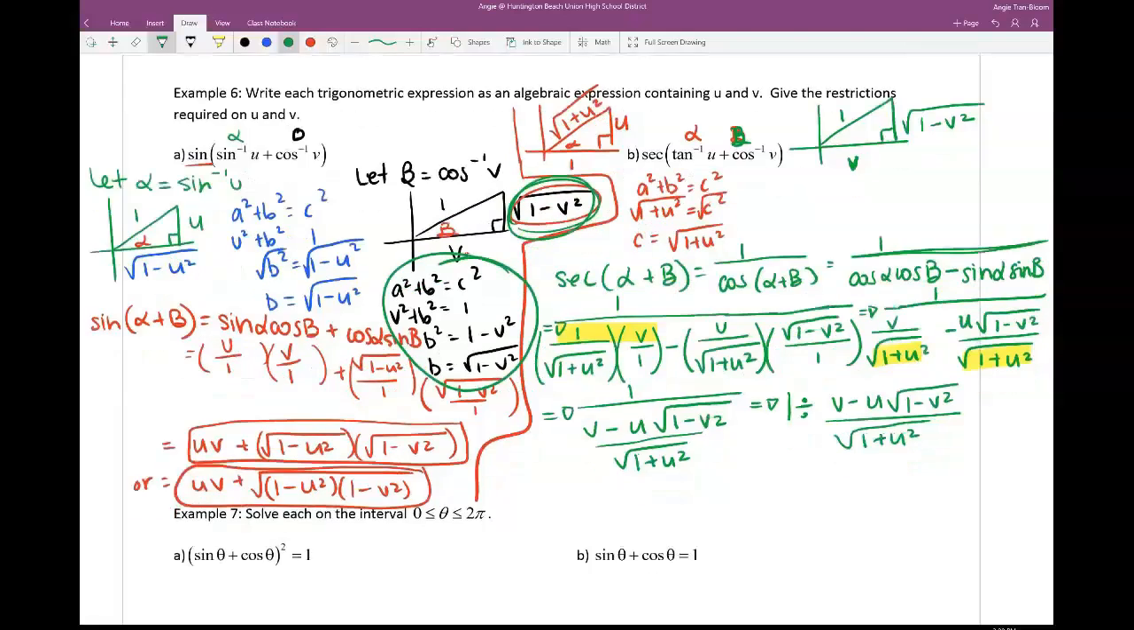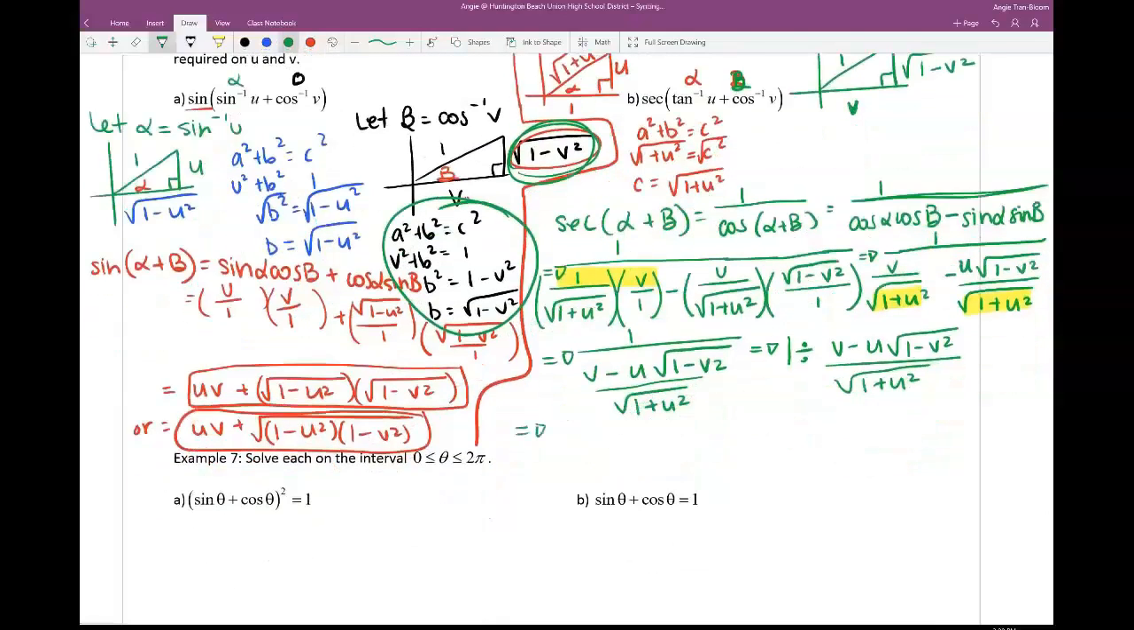I can multiply by its reciprocal, so here we go. If I multiply by its reciprocal, 1 times this is now just that. So, the square root of 1 plus u squared over v minus u times the square root of 1 minus v squared. Okay, so technically, this is an answer. Would you agree? If this is on a test and you get down to here, I will give you full credit, because that's just a lot of work already. So again, I'm going to highlight this and tell you right now, if you are able to get to here, you will get full credit.